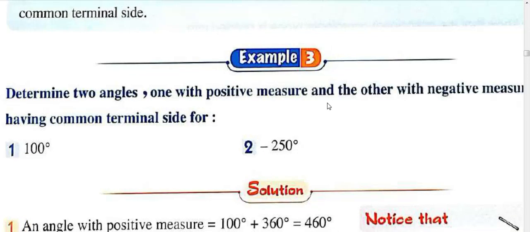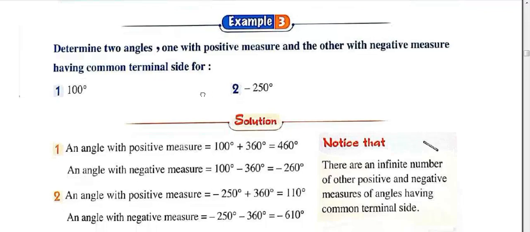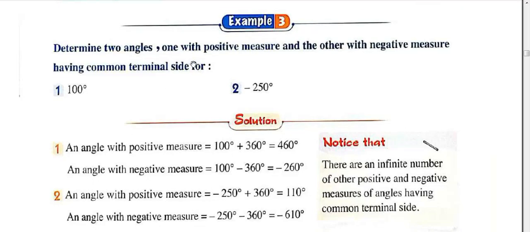Example number 3. Determine two angles, one with positive measure and the other with negative measure, having a common terminal side with 100 degrees. We can find an angle with positive measure: 100 plus 360 equals 460 degrees. For an angle with negative measure, we subtract 360 from 100. There are infinitely many other positive and negative angles having a common terminal side.